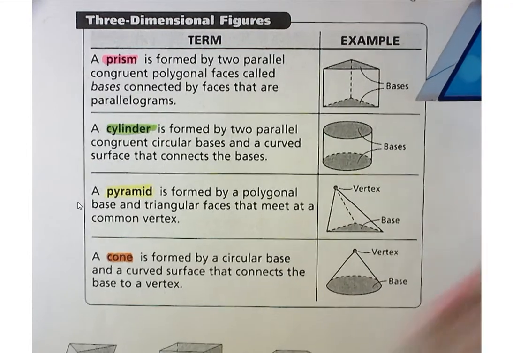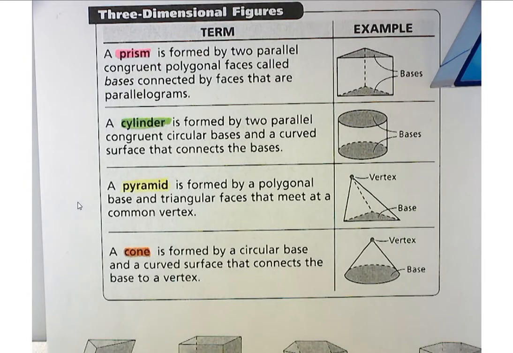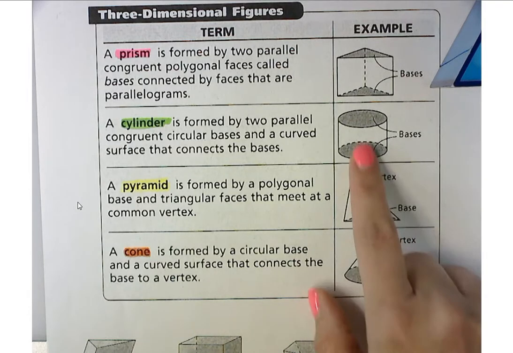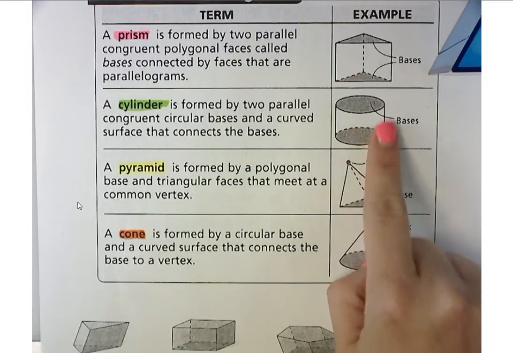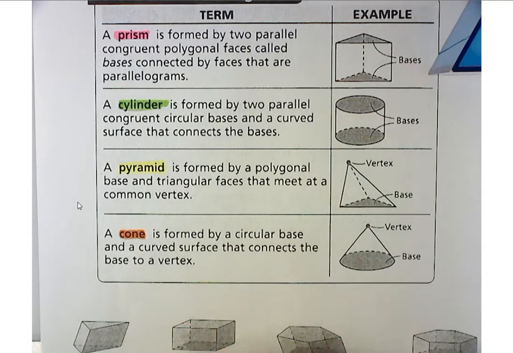The next one is a cylinder. A cylinder is formed by two parallel congruent circular bases. I do not have a cylinder, but I always think of a cylinder like a can of vegetables, right? Can of corn or can of green beans. Those are going to be cylinders. Now this is going to be a curved face that connects the bases.